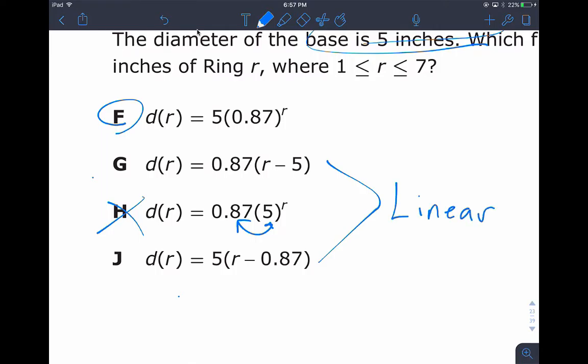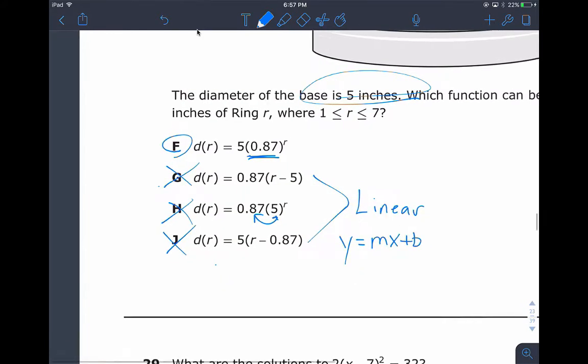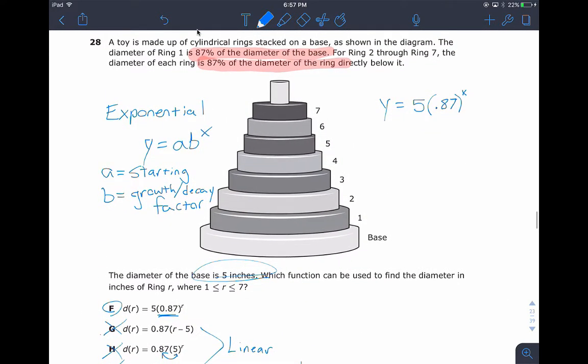G and J, these are both linear functions. When you distribute, it'll look like y equals mx plus b, which means it has a consistent change. That rate of change stays the same. With exponential functions, you're not adding or subtracting multiple times. You're actually multiplying multiple times there. So G and J definitely aren't it. So that's an explanation of why the other answers don't work either.